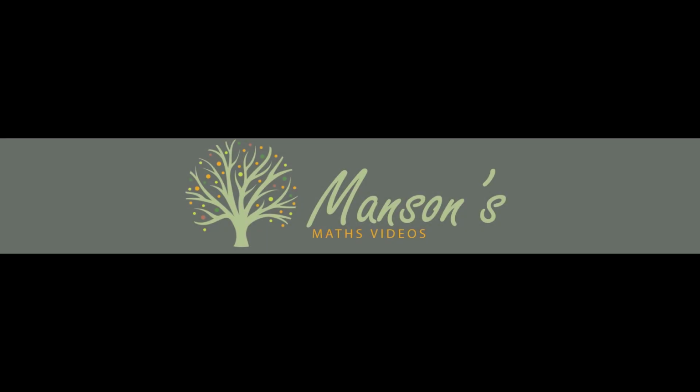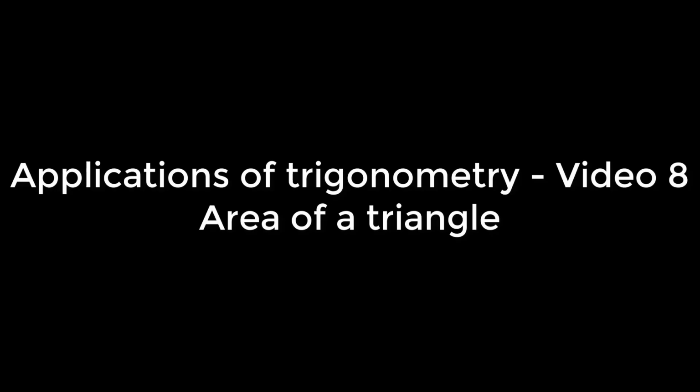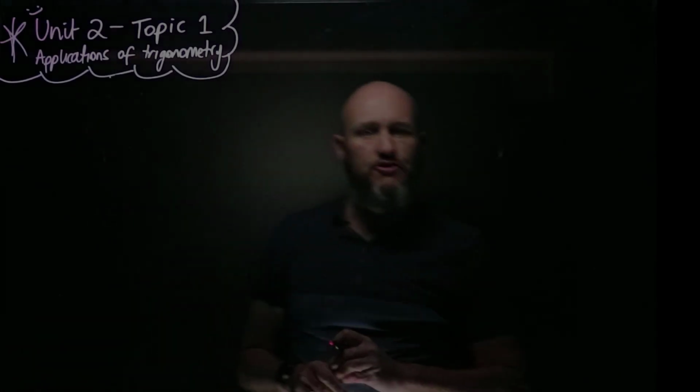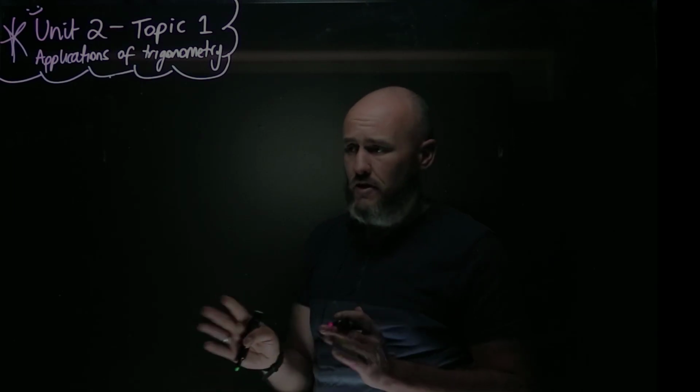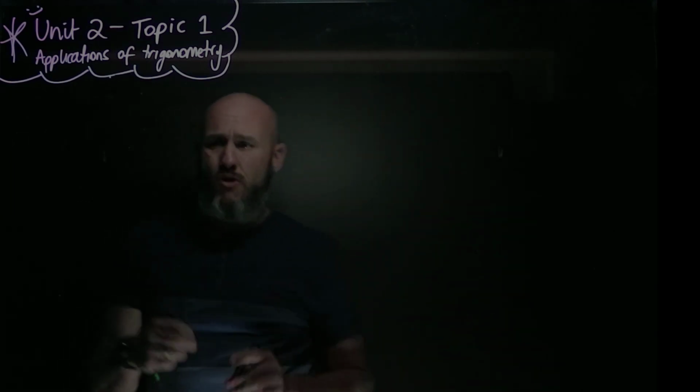Hi and welcome to Unit 2 Topic 1 Video 8, and in this video we start looking at how we find areas of non-right angle triangles using trigonometry. Okay, it's time to move this crazy adventure forward and start talking about situations that don't involve right angles. So let's have a look at the most simple version.